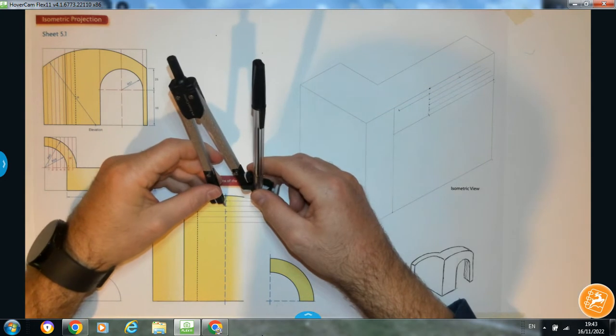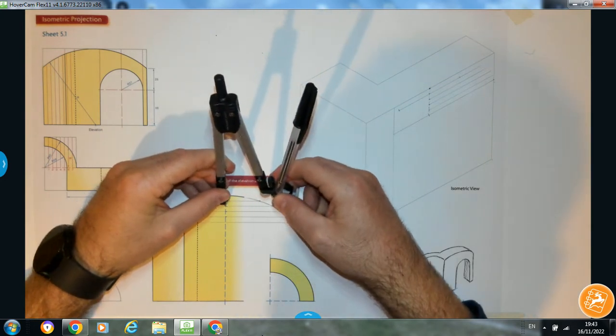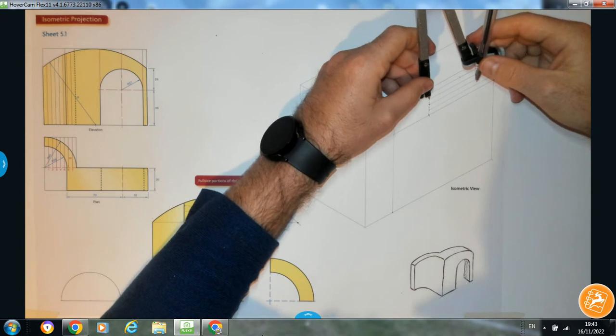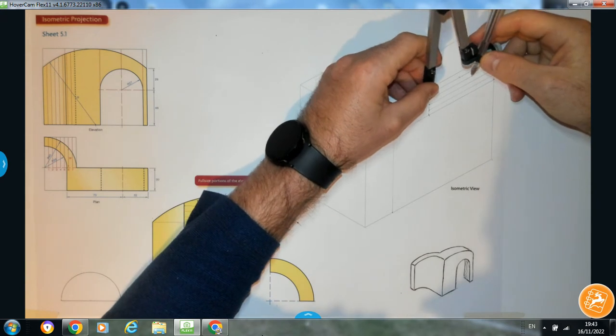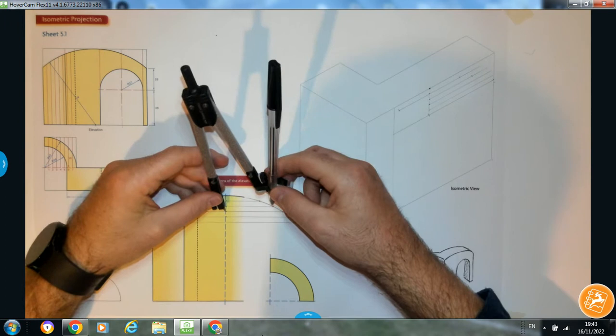Now what I'm going to do is come down to the next one, take that distance out, and do the same with the next one.